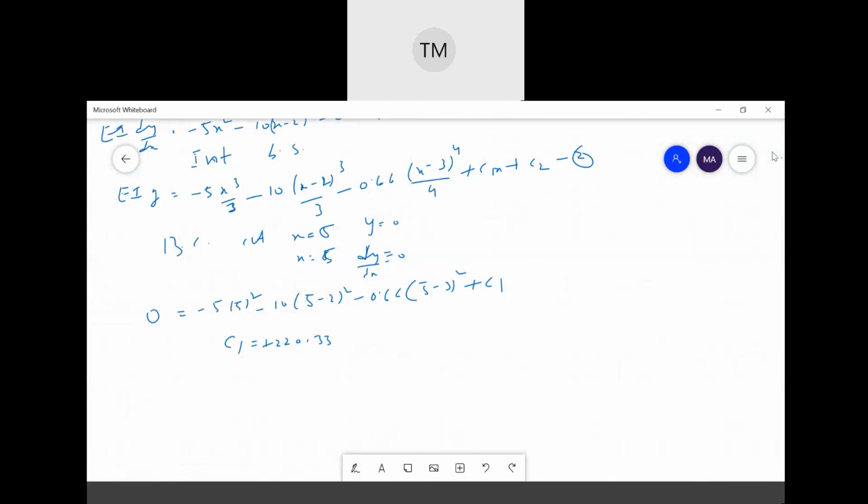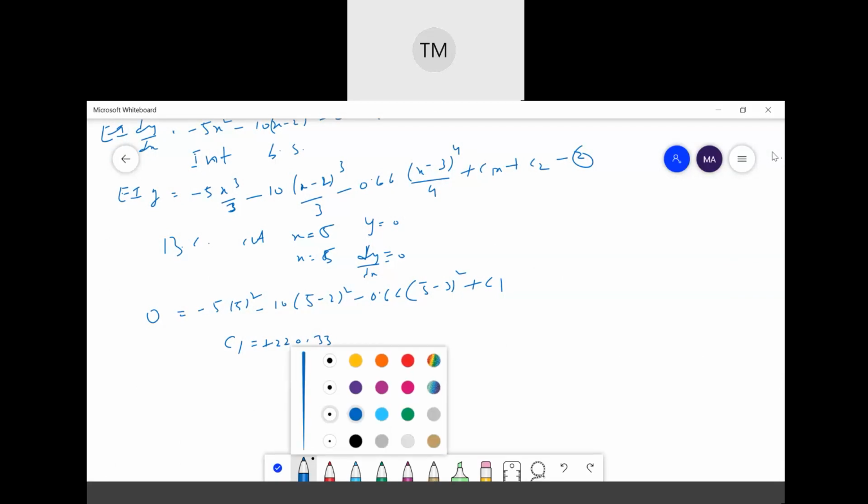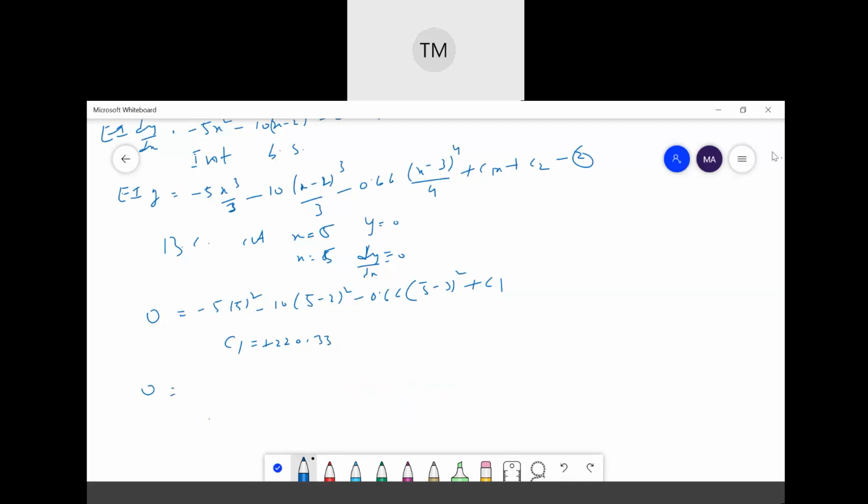Next, you will substitute in the second equation. Here we will get 0 is equal to minus 5 into 5 cube by 3 minus 10 into 5 minus 2 whole cube by 3, sorry, it is whole cube by 3, minus 0.66 into 5 minus 3 whole to the power of 4 by 4 plus C1, which is 220.33, into 5 plus C2. Simplify this.